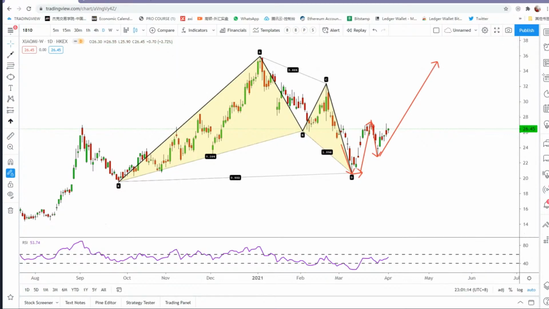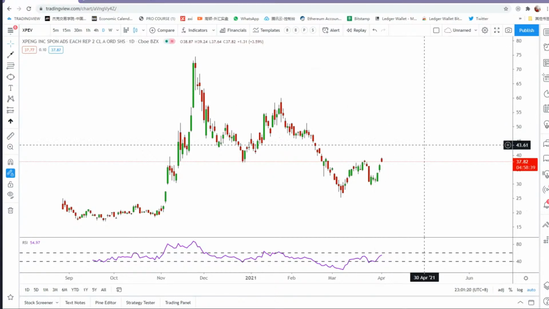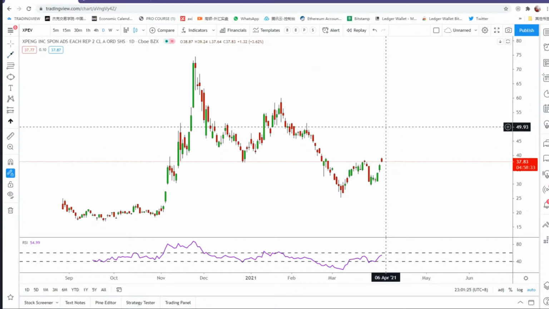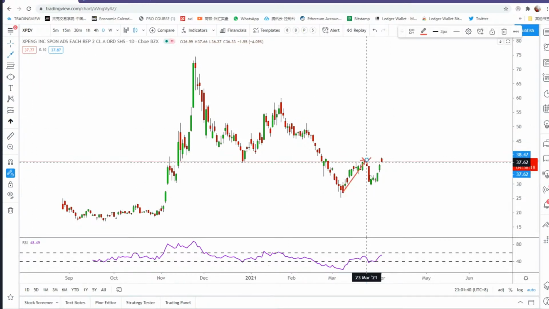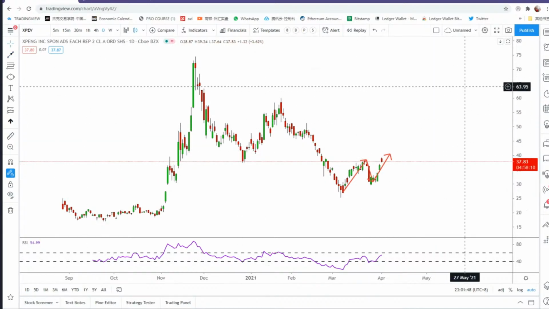Any other questions? XPEV? XPEV, okay. No problem for this company, because I just received news today. XPEV's sales volume is still going up another 35% for the last month. So XPEV will keep going up. The bullish already comes. It will just go to 50 to 55. It may go to 65 again.